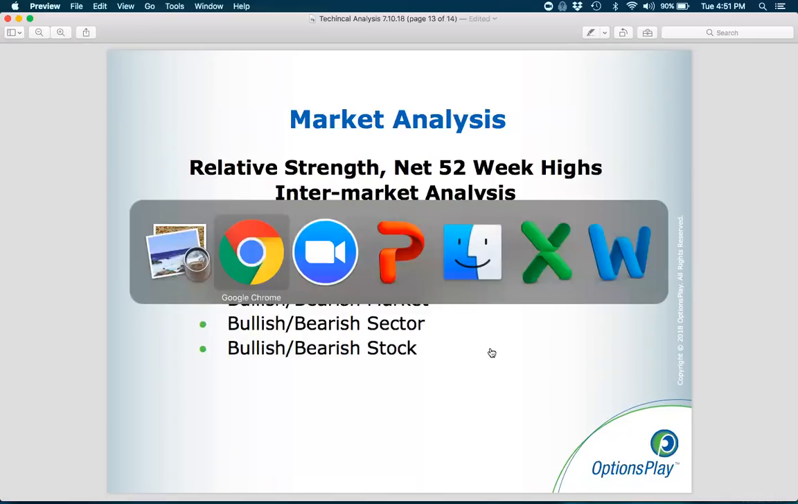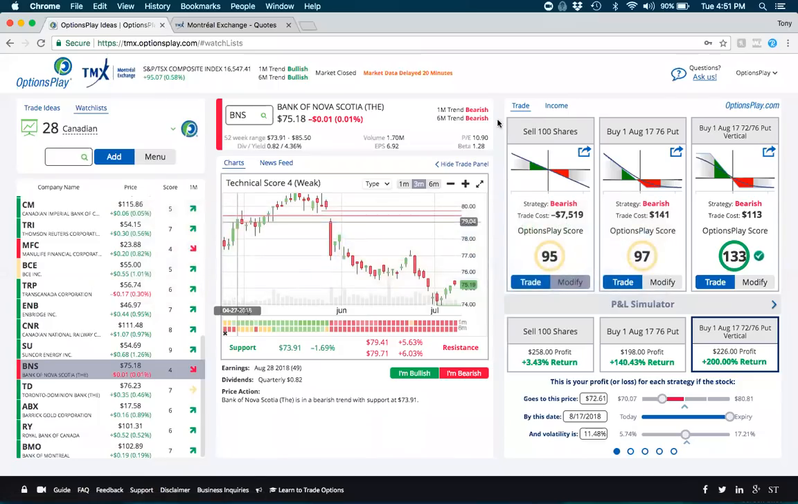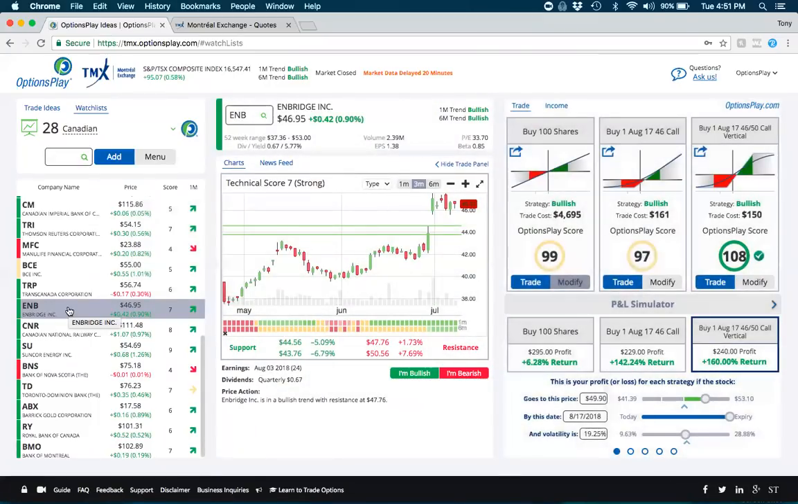So with that, what I want to do is actually pull up OptionsPlay. This is the free tool that you all have access to through the TMX. I highly recommend you use it. And what I want to show you is some examples that I have here today of different forms of analysis that I've looked at, and show you how I would utilize this tool to help me quickly find some strategies to trade based on the technical analysis that I see.